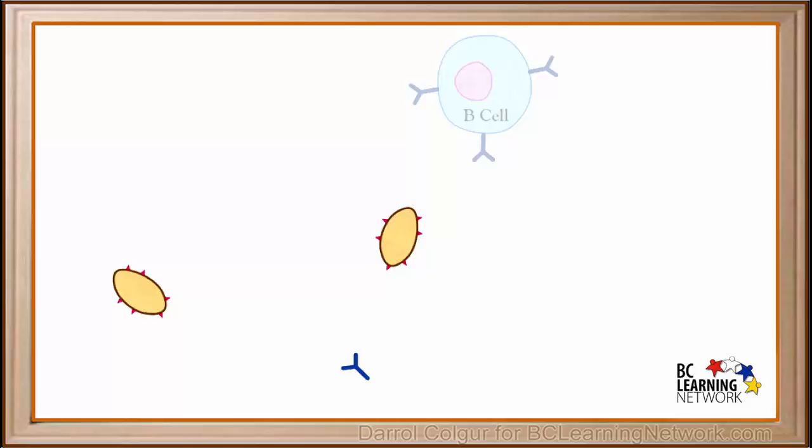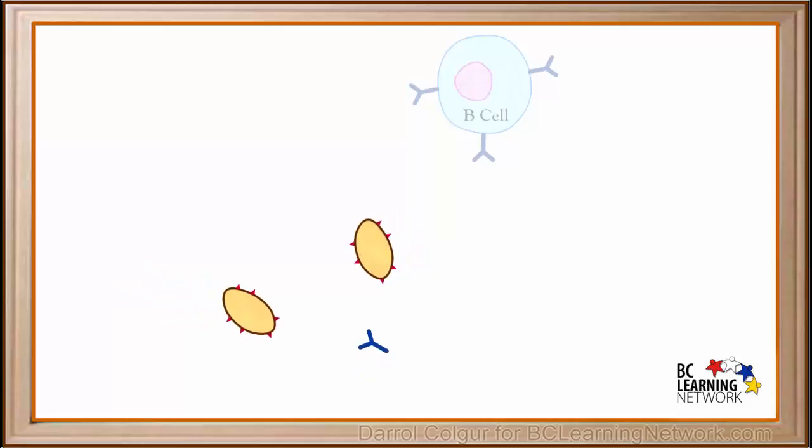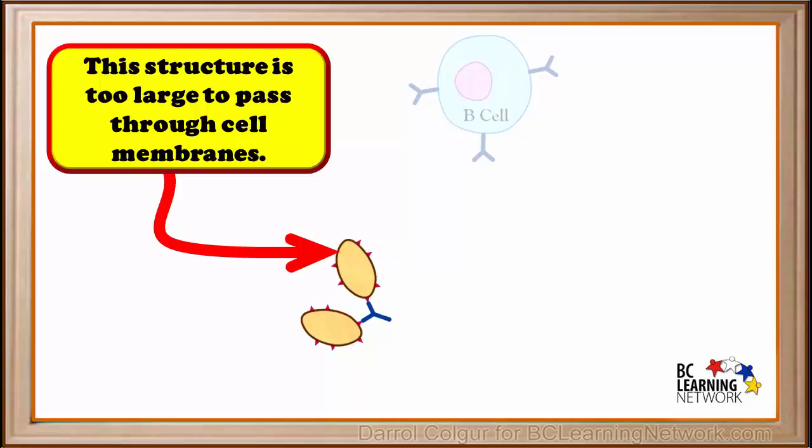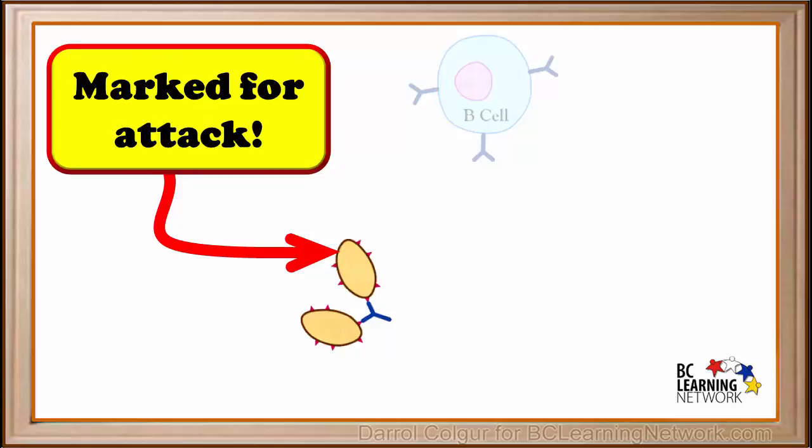Here is an antibody and two antigens. This single antibody can connect to both of these antigens. So this antibody has clumped two of these antigens together. What is formed is quite a large structure. This structure is too large to pass through cell membranes, so the antigen is now unable to infect new cells. It is also identified as being able to be attacked and destroyed by other white blood cells.